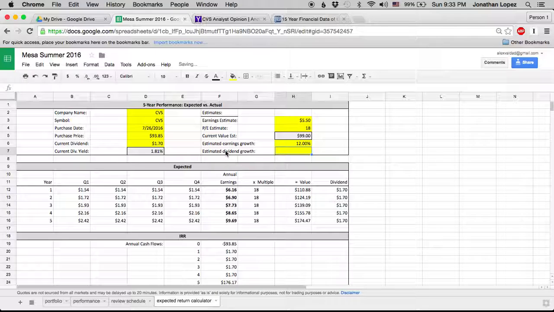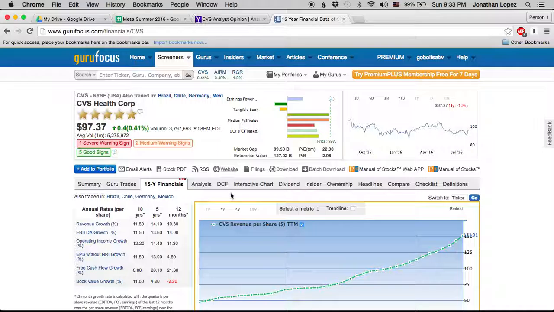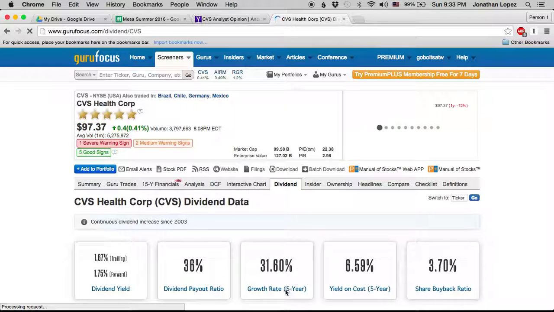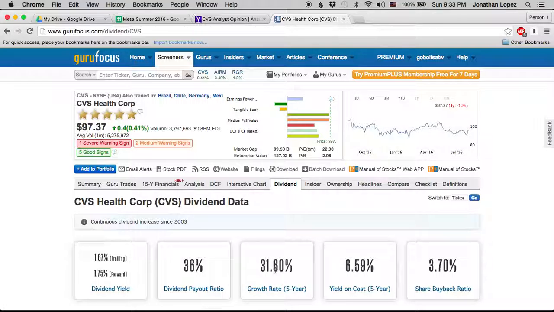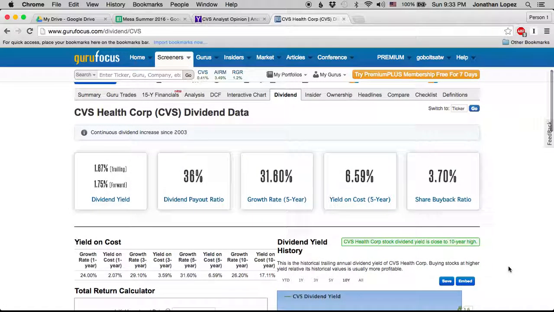Okay, so then we want to estimate the dividend growth rate. If we go back to GuruFocus, look at their dividends, we see that over the last 5 years they've grown their dividend at 31%. Over the last 10 years, 26%. Over the last 3 years, 29%, and last year, 24%. So phenomenal rate of growth of their dividend. If we look at that, we'd probably use a number at least 20%, even being conservative.